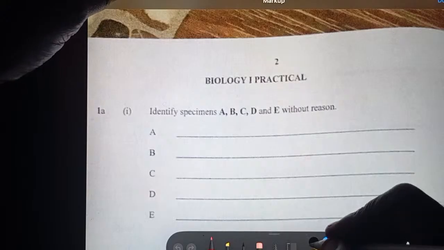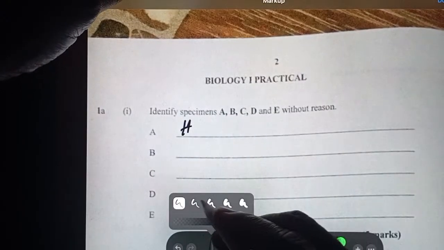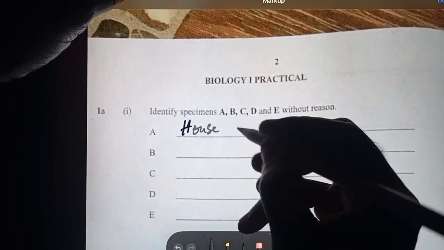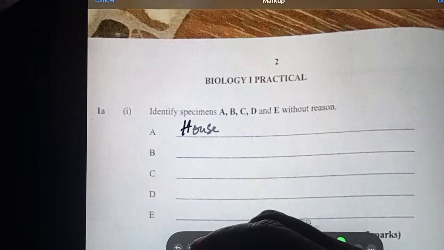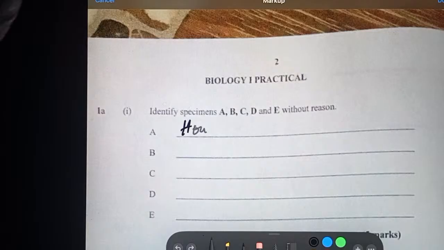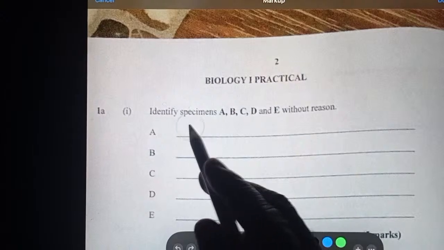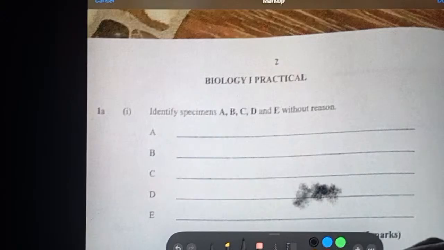Simply write housefly. Okay. Don't separate the two, please. Housefly should be spelled together. Then I have a separate video where I treated the scientific nomenclature for all these species. Just straightforward, identify what it is.